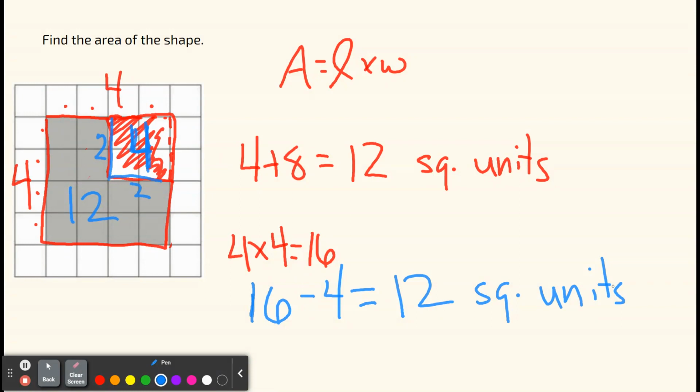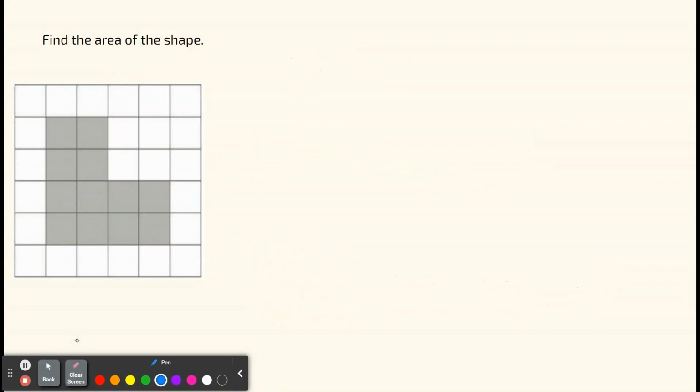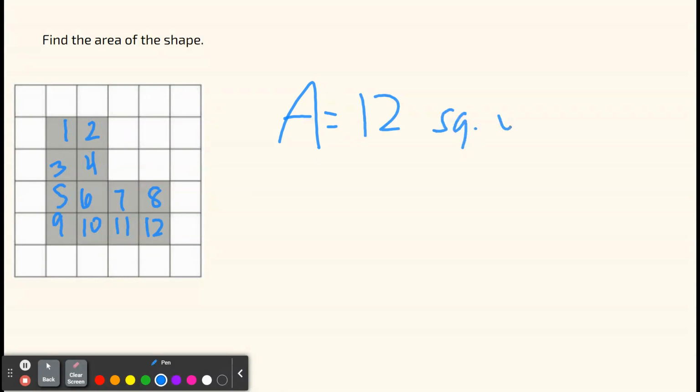And if I want to check my work just to make sure that I calculated area correctly, because I have a grid, I can definitely count the number of squares that I have. So let's go ahead and do that now. So I have 1, 2, 3, 4, 5, 6, 7, 8, 9, 10, 11, 12. So we do have 12 square units in our shape. So we are correct. The area is 12 square units.